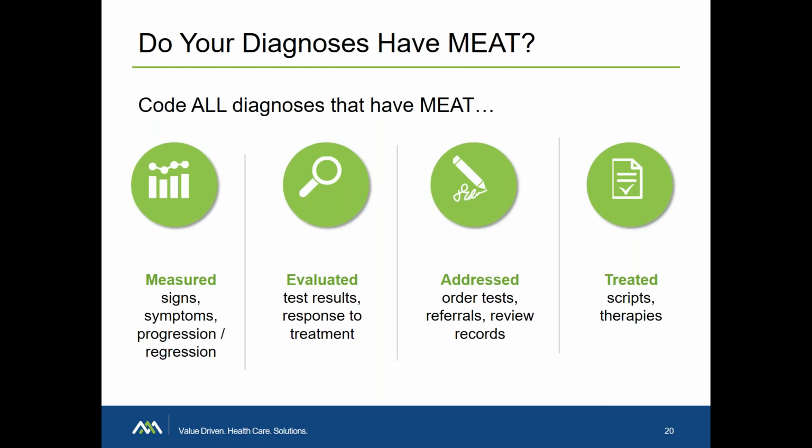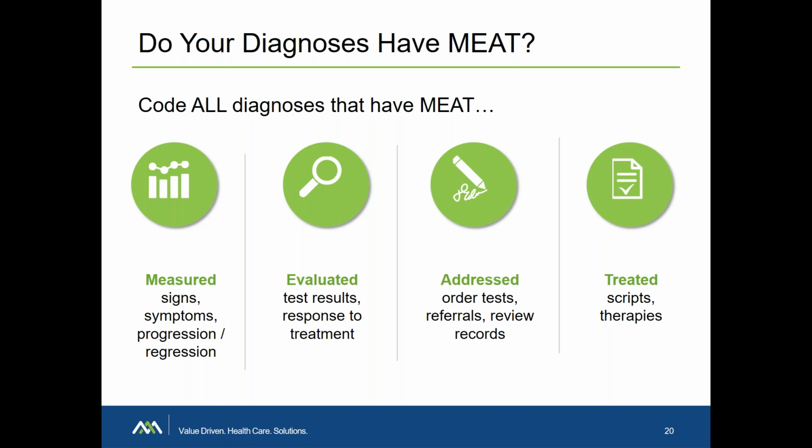Now we are going to discuss some of the coding rules for HCC. All diagnoses that are coded have to have MEET, and MEET is an acronym for measured, evaluated, addressed, and treatment. From the measurement standpoint, it's going to be your signs and symptoms, your progression or regression. From the evaluation standpoint, they're going to look at test results in response to treatment. If things are addressed, there should be ordering of tests, referrals, any reviewing of medical records would count as addressed or assessing. And for the treatment, that would be prescribing medications or any additional therapies.